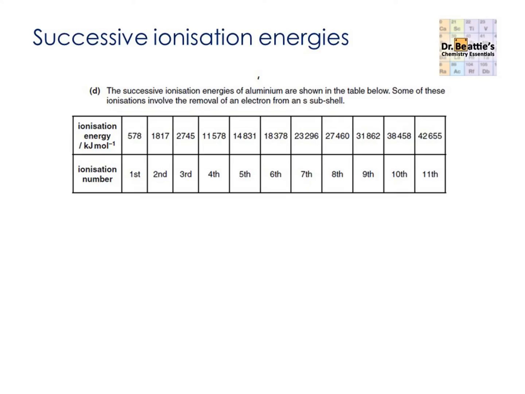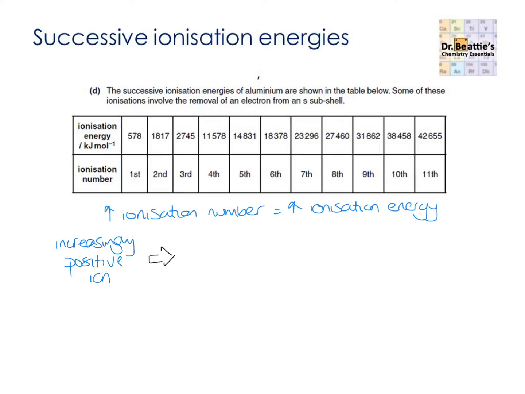So now we're going to look at some data to do with the successive ionisation energies, and in this case we're looking at aluminium. So you can see from this data table that our ionisation number is increasing, and with that the ionisation energy is also increasing. So that's the first thing that we can note down. Now we can explain this as the electrons are constantly being removed from an increasingly positive ion. And this leads to less repulsion amongst the remaining electrons. And this in turn therefore means more energy is required to remove the next electron.